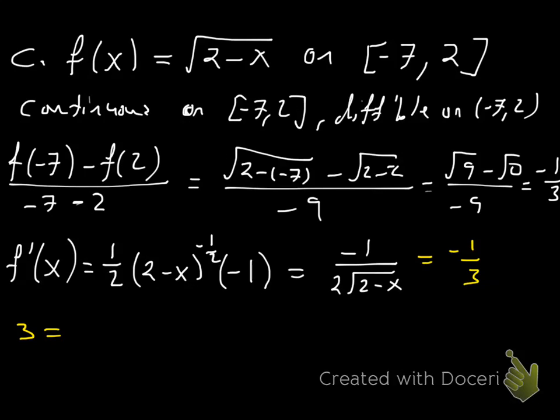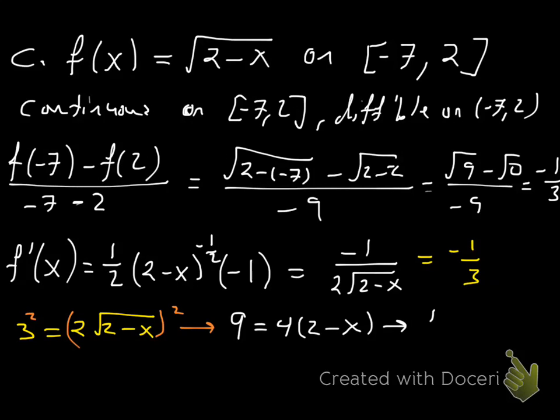We're going to go ahead and cross multiply. 3 times the 1 will give us a 3. We have negative on both sides, the negatives will cancel out. So 3 is going to be equal to 2 times the square root of 2 minus x. To undo a square root, we're going to square both sides. 9 equals 4 times the quantity 2 minus x. We're going to divide both sides by 4, which will give us 9 over 4.